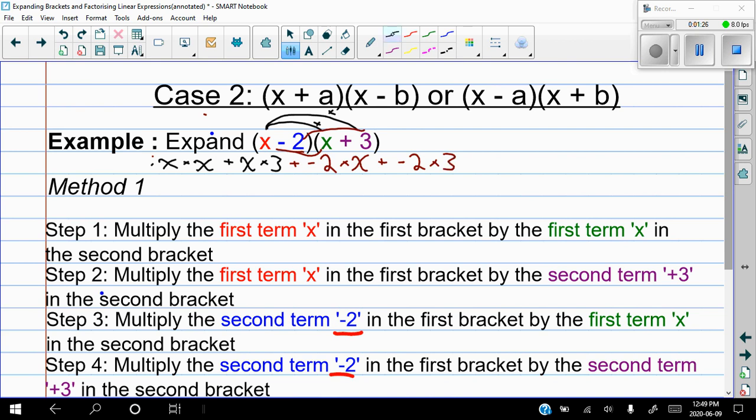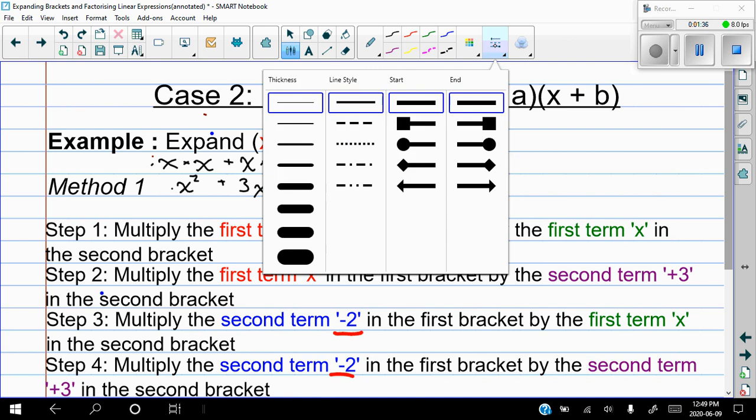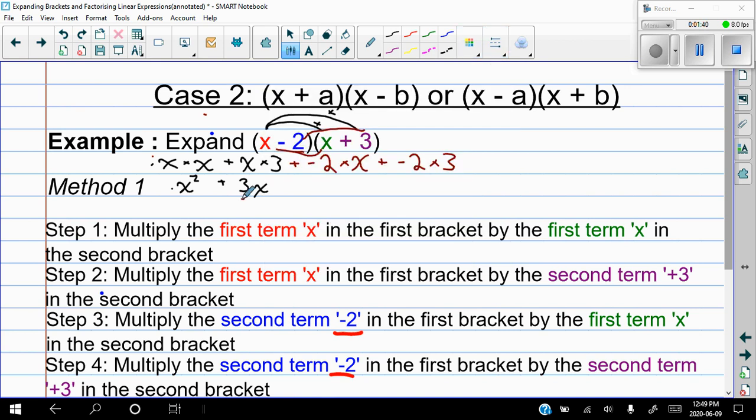So let's bring it all together. So our x times x is going to become x squared. X times 3 is going to become 3x. Then we'll do our second branch here. So we have adding a negative, and we have 2x, so negative 2x. And then once again, 2 times 3 is going to be 6, and that's going to make a negative, so negative 6.